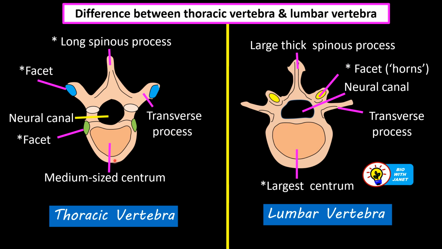Then lastly, the centrum. The thoracic vertebra has a medium-sized centrum, but the lumbar vertebra has a larger centrum compared to the thoracic vertebra, and seems to be a bit broader.